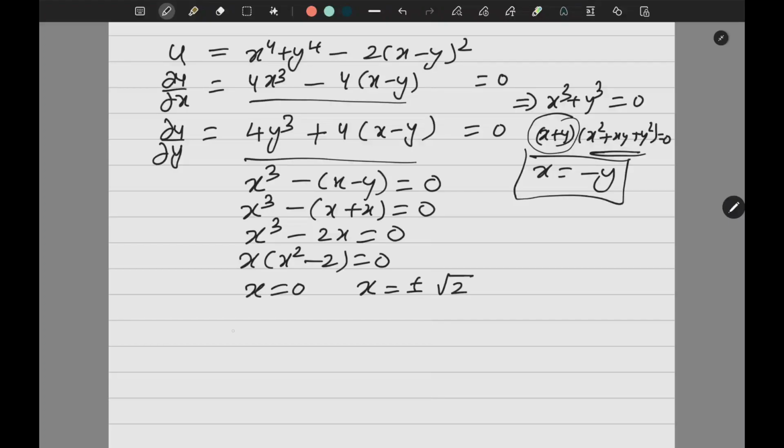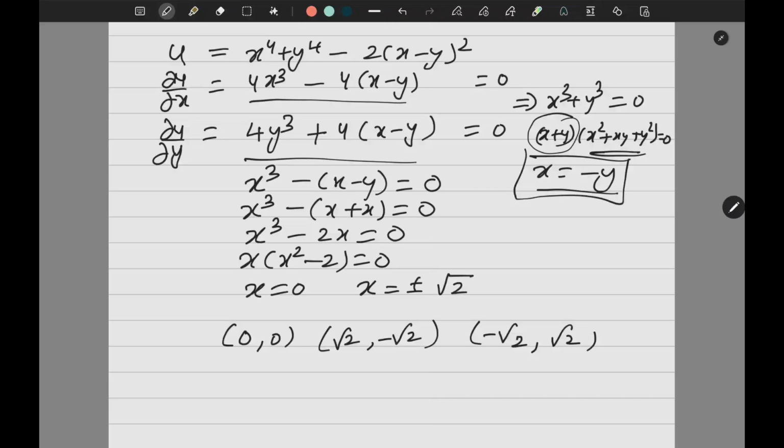Okay, now I need to make ordered pairs. What is the relation between x and y? Y is the negative of x. So if x is 0, y is also 0. If x is root 2, y is minus root 2. If x is equal to minus root 2, then y is equal to root 2. Correct? So this is how I will get the extreme points here.